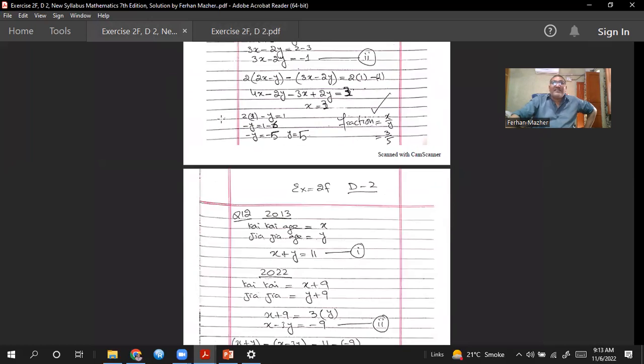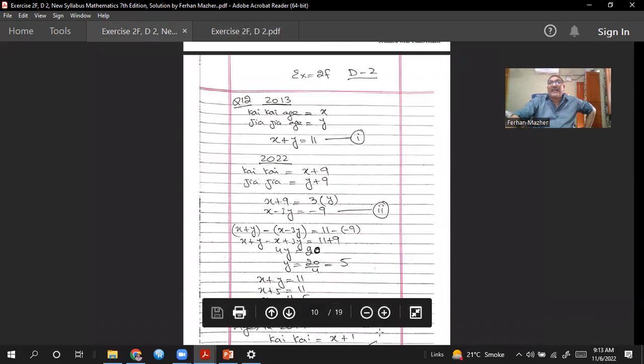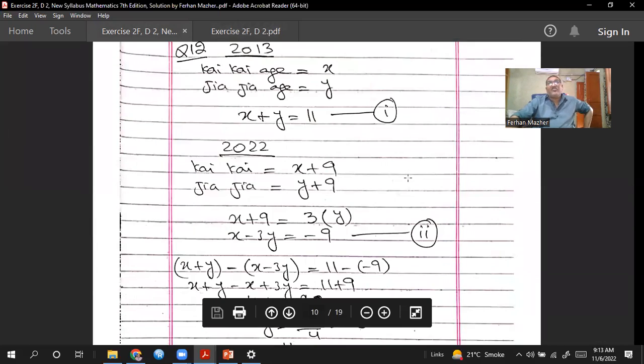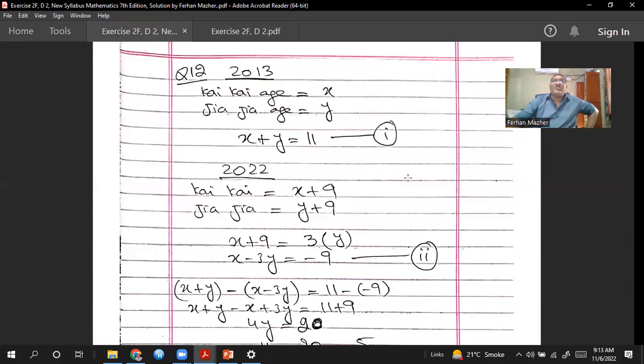So we will suppose that in 2013, Kai Kai's age is X and Jia Jia's age is Y. So in 2013, the sum of their ages was 11. So it means X plus Y equals 11. In 2022, Kai Kai's age will be X plus 9 and Jia Jia's age in 2022 will be Y plus 9. Why did I add 9? Because from 2013 to 2022, there are 9 years. So their ages will increase by 9 years.